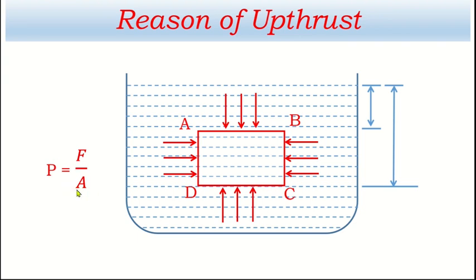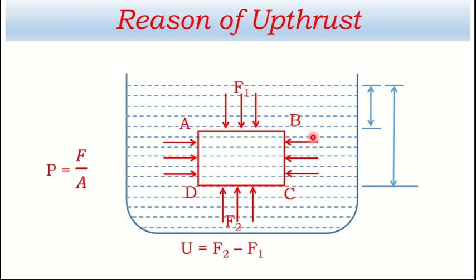Even with equal area, pressure is more on CD than on AB, so certainly the force acting on the surface CD should be more than on AB. If we consider the force acting on the surface AB as F1 and the force acting on the surface CD as F2, then F2 is greater than F1. If F1 is subtracted from F2, we get the resultant force which acts in the vertically upward direction, which is upthrust.